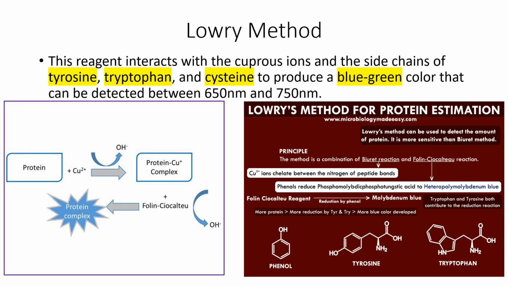And then the next method here is called the Lowry method. As you can see, the first step, of course, you have copper sulfate, then you have protein, the cupric ion complex, that's the Biuret reaction. Then in the second reaction you add the Folin-Ciocalteu reagent, and then they will form the protein complex. The reagent interacts with the cuprous ion and the side chains of tyrosine, tryptophan, and cysteine to produce a blue-green color that can be detected between 650 nanometers and 750 nanometers.